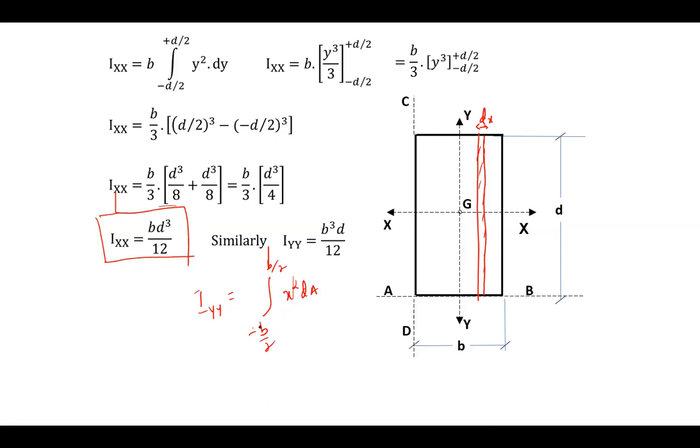So if you do this, you will get Iyy is equal to db cube by 12. Okay, you can consider it as db cube by 12, right? So that is the moment of inertia of a rectangle about the central axis. Okay, now we also need to find out the moment of inertia about the bases.